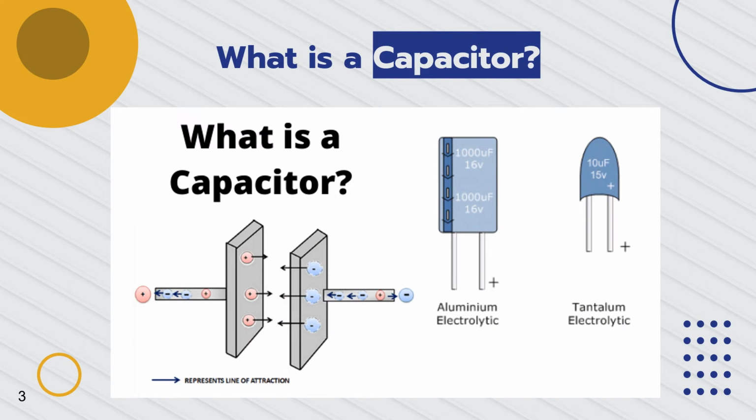What's a capacitor? A capacitor is an electronic component that stores electric charge. The capacitor is made of two close conductors, usually plates, that are separated by a dielectric material. The plates accumulate electric charge when connected to a power source. One plate accumulates positive charge and the other accumulates negative charge.